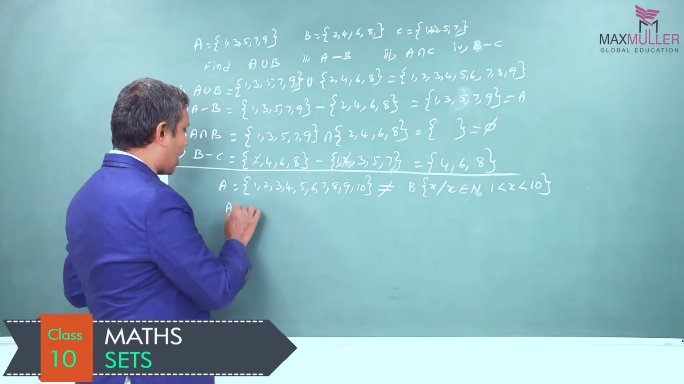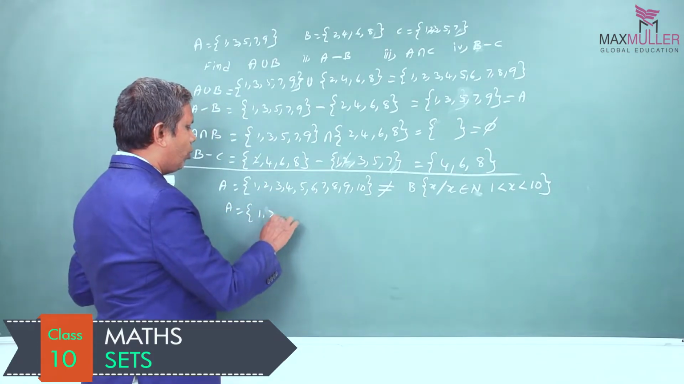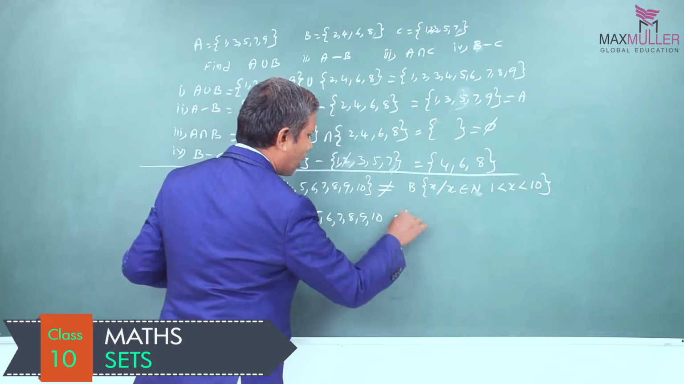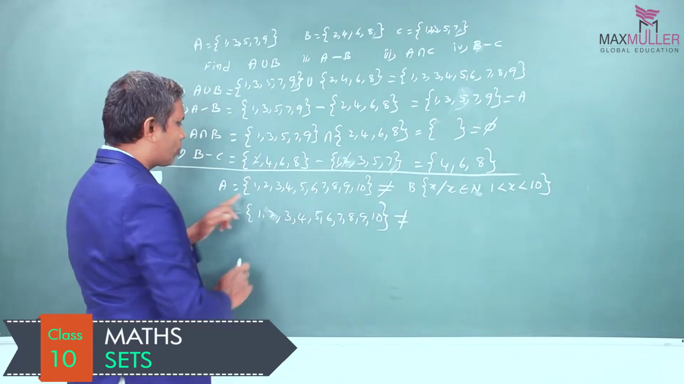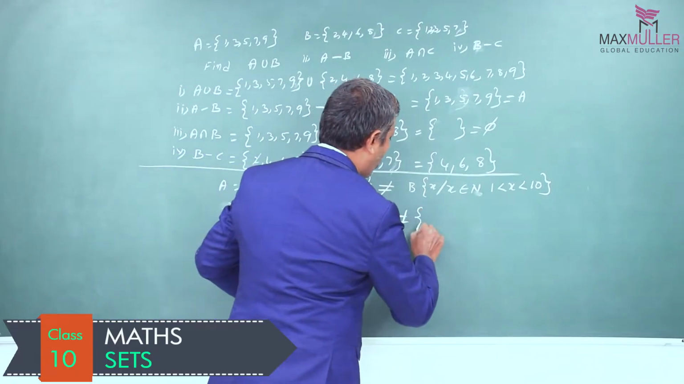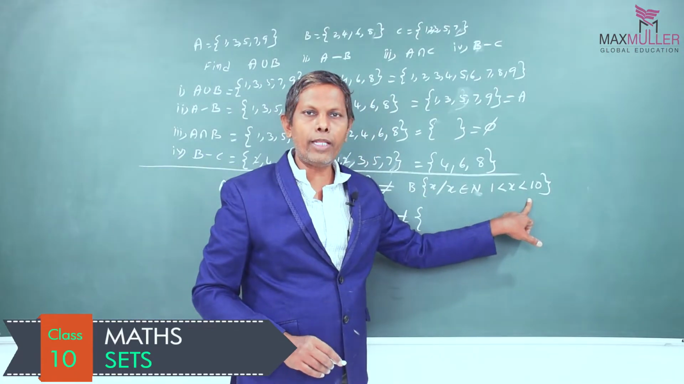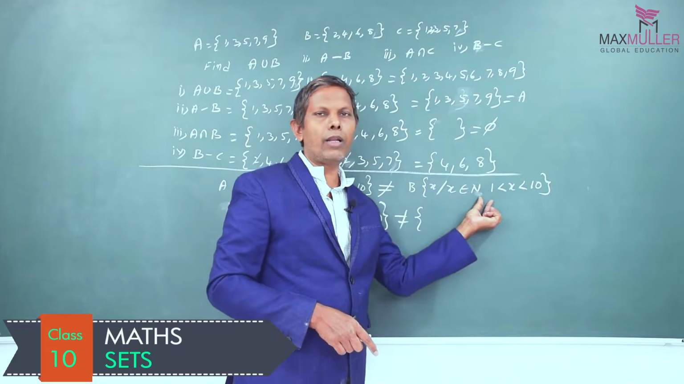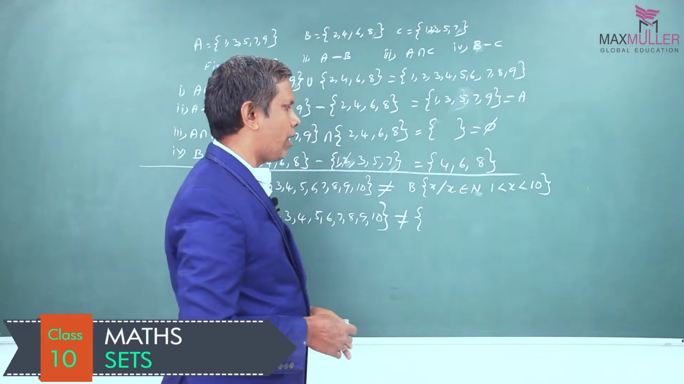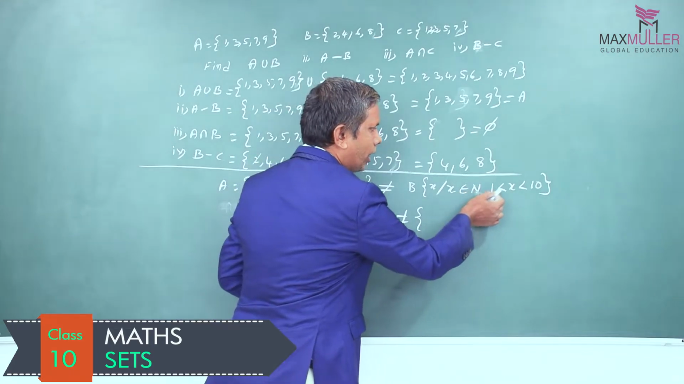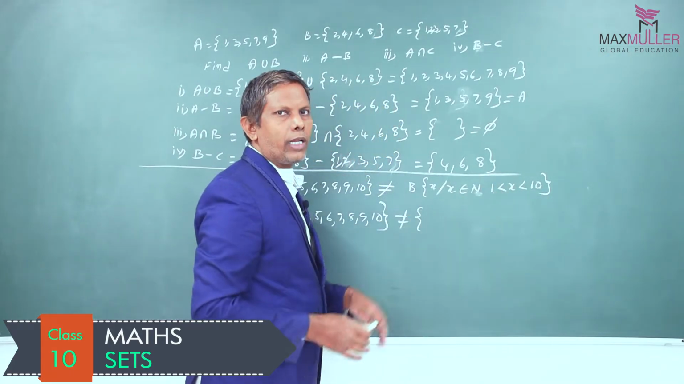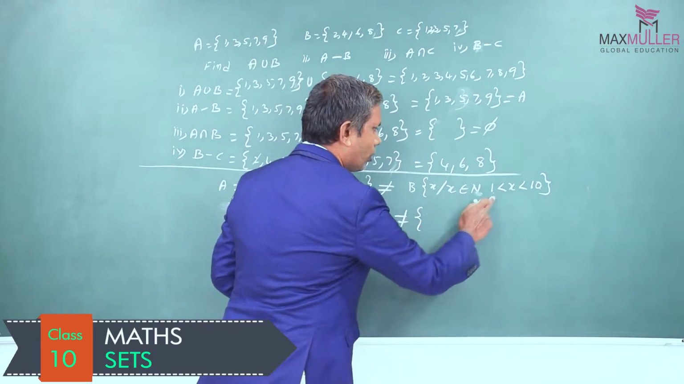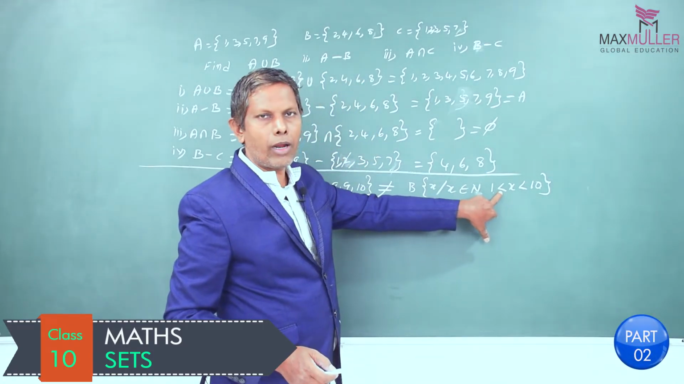I am writing that A as it is: 1, 2, 3, 4, 5, 6, 7, 8, 9, 10, not equal to the first set, not equal to B. Now write this in element form. You can write in set builder form, but write in element form first of all. So all natural numbers in between 1 to 10. You can select natural numbers in between 1 to 10. So no need to write 1 here. Why? Because equality is not there.